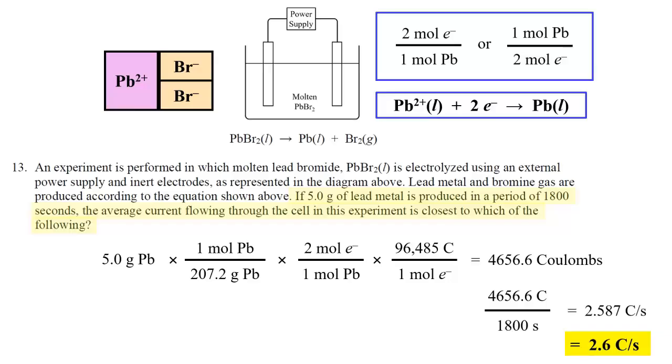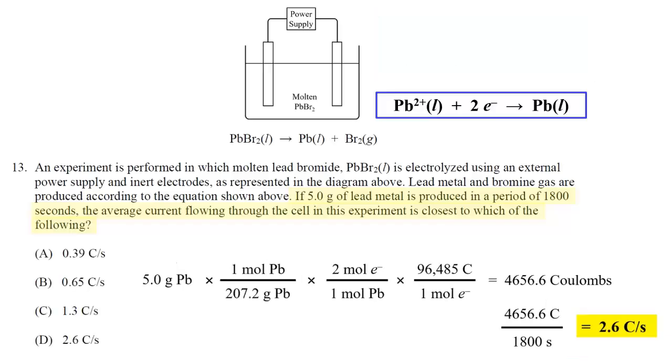Let's consider the choices in number 13. 2.6 coulombs per second, that would make choice D the correct answer. So the correct answer to question 13 is choice D.